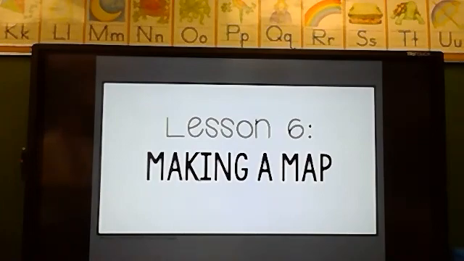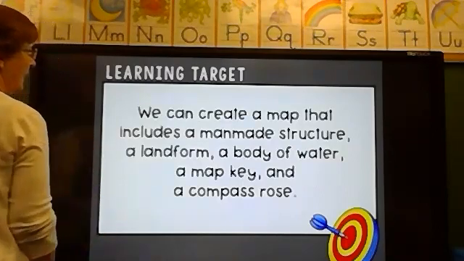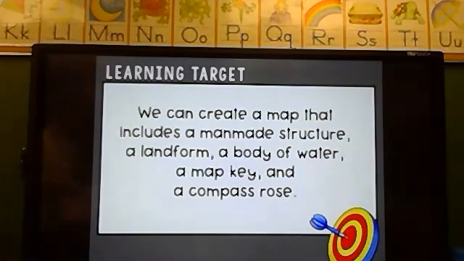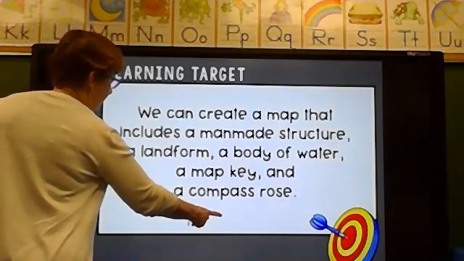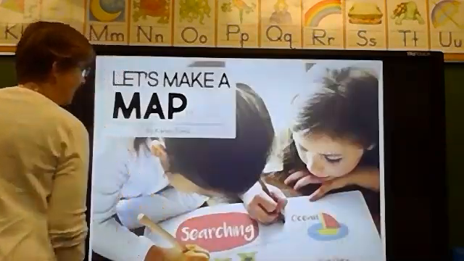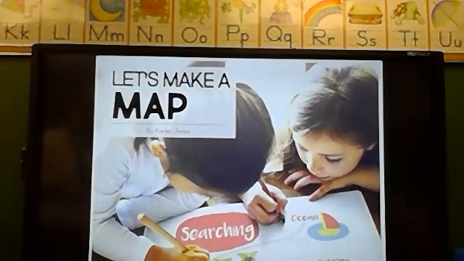So before we get started, let's go ahead and look at what you should be able to do by the end of this lesson. You should be able to create a map that includes a man-made structure, a landform, a body of water, a map key, and a compass rose. And in order to kind of set the stage for that, let's go ahead and read the book, Let's Make a Map.